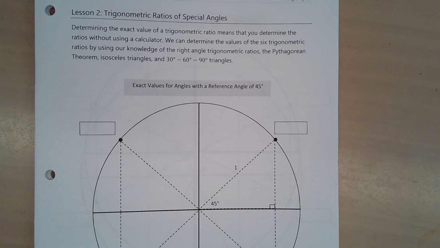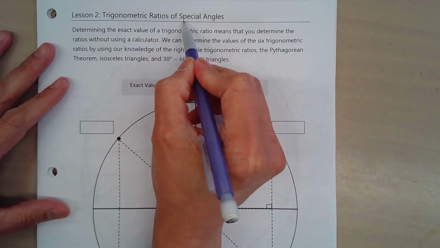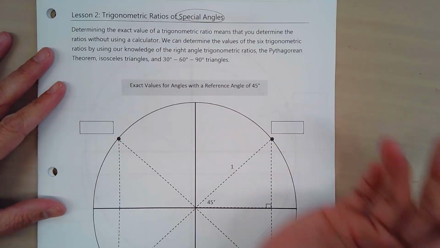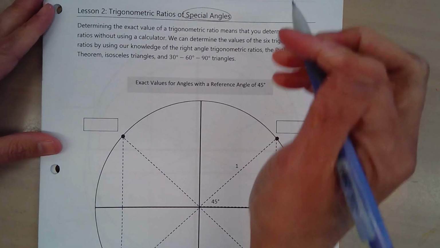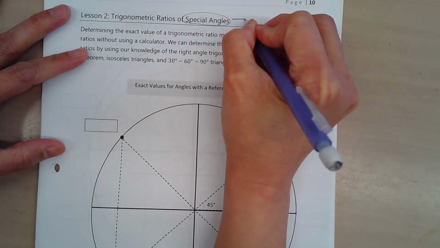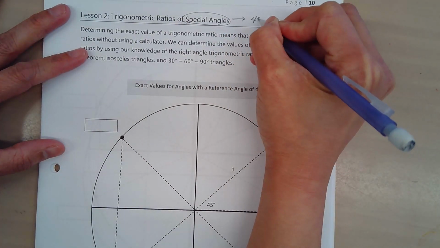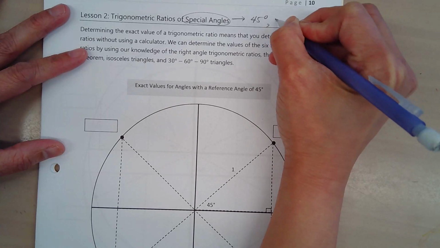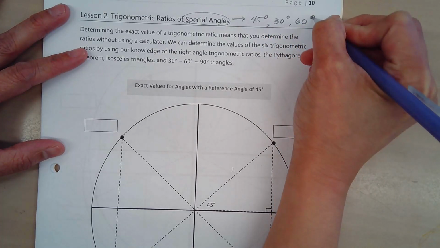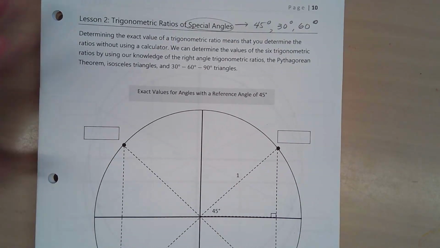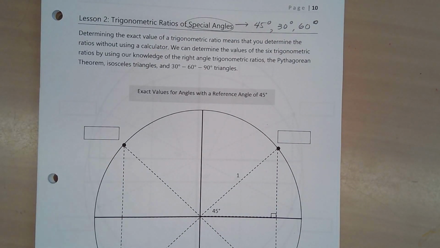In this particular case, we're looking at the special angles, and then we're probably thinking, what's so special about them? Or what are they to begin with? The special angles that we're going to take a look at are the 45-degree angle, 30 degrees, and 60 degrees. These are our special angles.